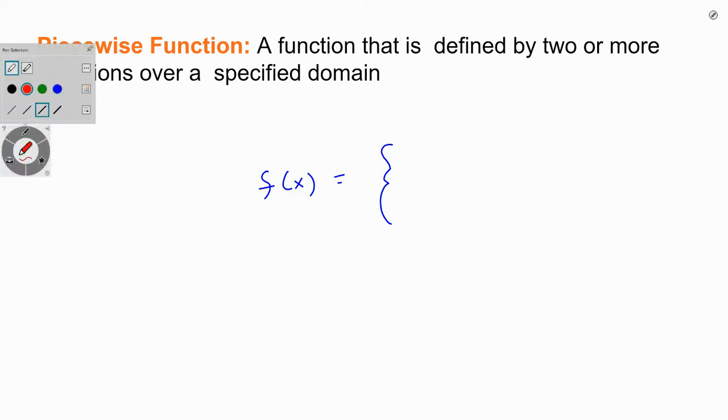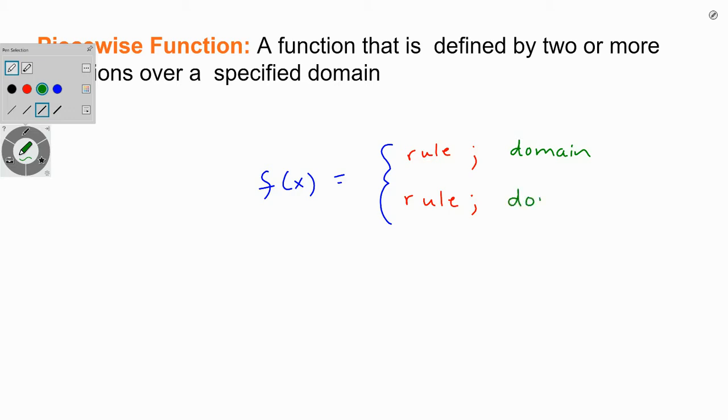Next we have the rule, followed by the domain. And the same thing is true when we're doing multiple. We would have another rule followed by a different domain.